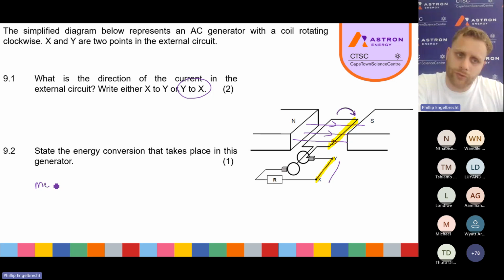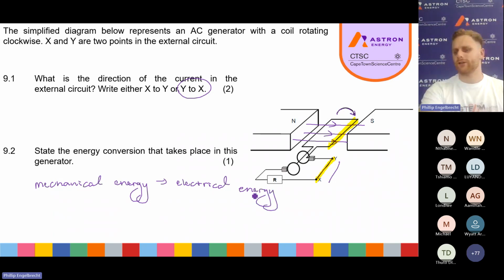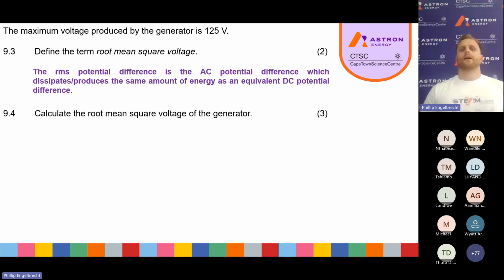It always starts from mechanical energy, and it gets turned into electrical energy. Okay? Pretty simple. Now it says the maximum voltage produced by the generator is, what is it? It is 125 volts.